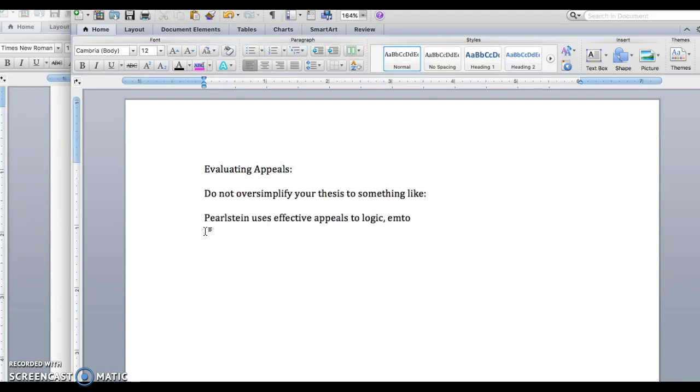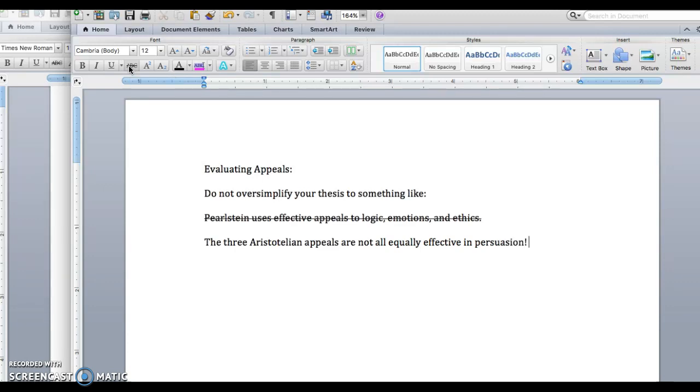Logic, emotions, and ethics. So this is what you don't want to do, right? Because it's too easy. It doesn't involve much critical effort. It's letting me know that they're all effective to the same extent, which is not true. So the appeals, let me cross this out actually. The three Aristotelian appeals are not all equally effective in persuasion.